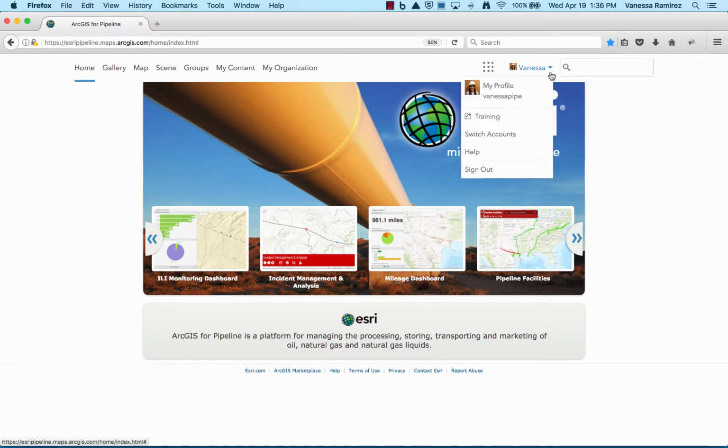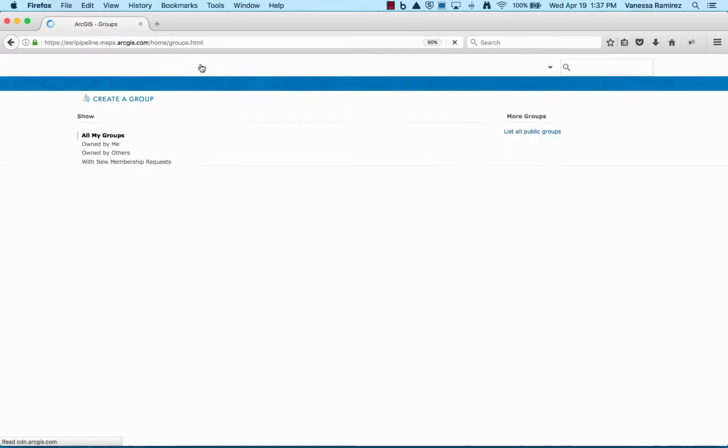Now, I want to draw your attention to my name in the top right corner. Identity is extremely important in the system. My portal understands who I am. And this is important for three primary reasons. The first is it actually controls my permissions within the system. The second is that this identity or this named user is the license that I have to all of the ArcGIS apps. And then lastly, as an individual, I belong to a series of groups.